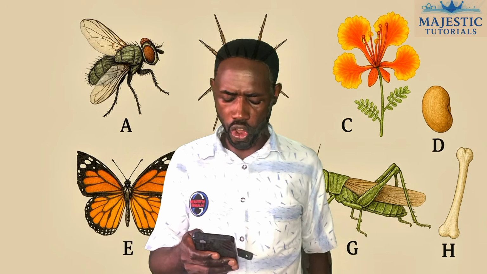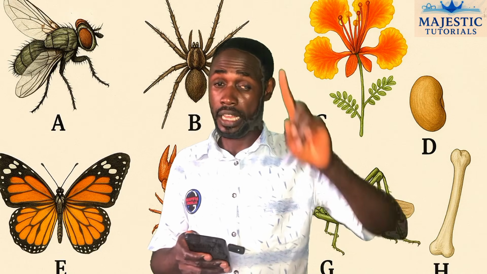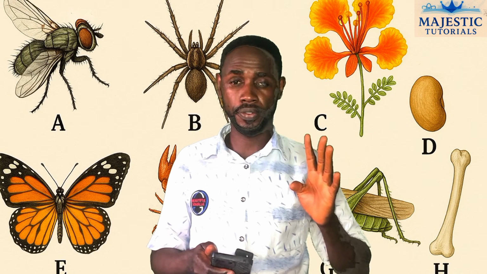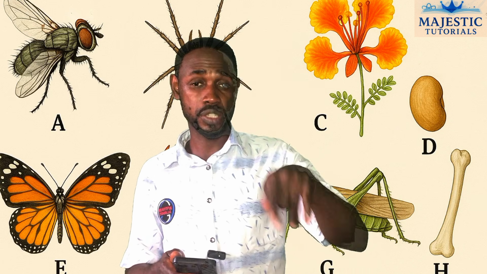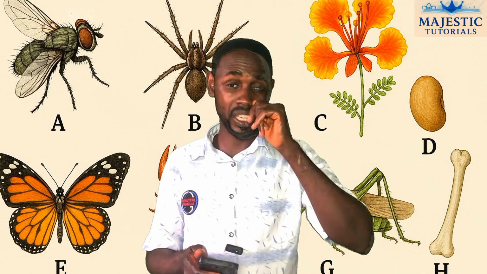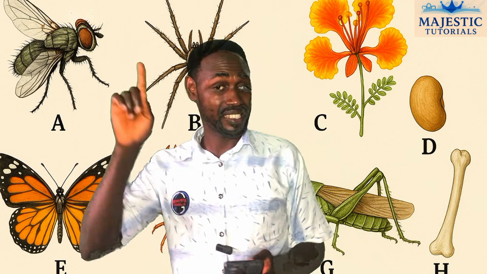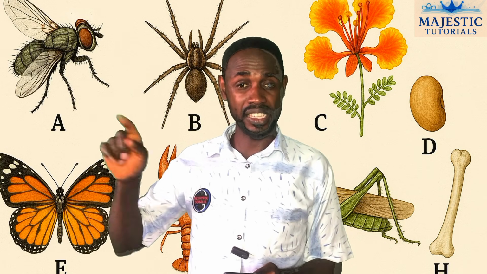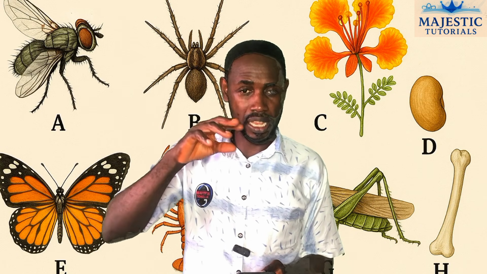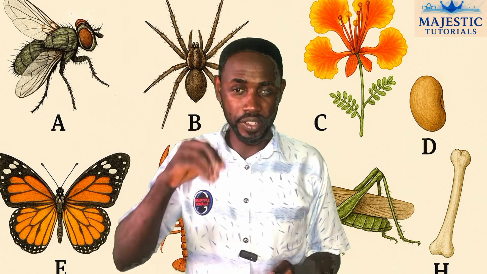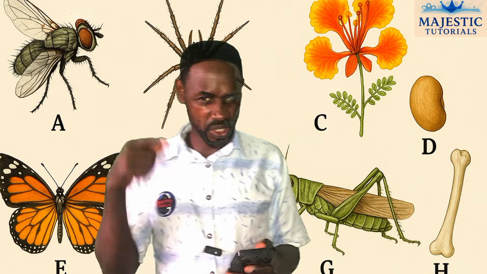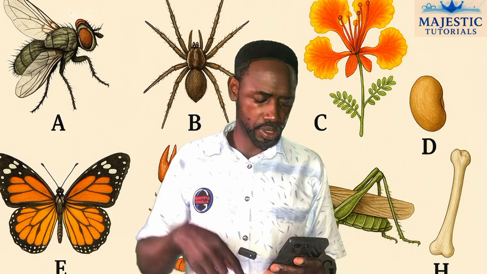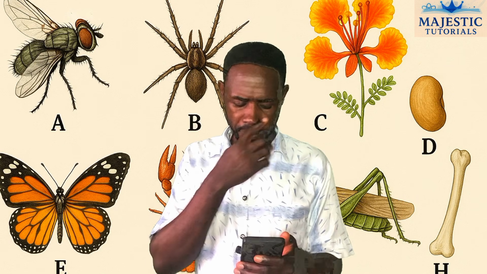Now we look at adaptive features of butterfly. Long proboscis for sucking nectar. So what makes it suitable as an agent of pollination? At least it has a long proboscis. The proboscis is the mouth part for sucking nectar, while the mouth part in a housefly is a sponging mouth part, licking around, feeding on liquids. But this one is for sucking nectar, just like the mosquito also has a proboscis.